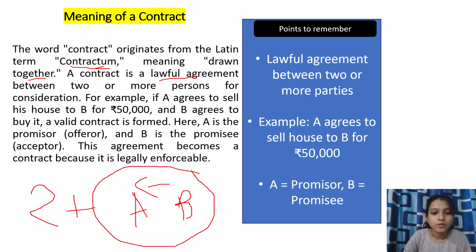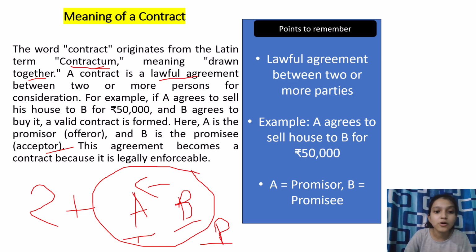Here A is the promisor. So in the Indian Contract Act, A becomes the promisor. A promises to B that, okay, I will sell my house to you. And B is the promisee, the acceptor. So B is the promisee here. It means B has accepted the proposal that he will be getting the house of A. So that makes him an acceptor or promisee in the language of the Indian Contract Act.